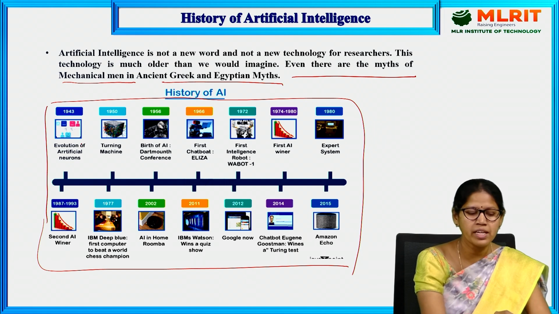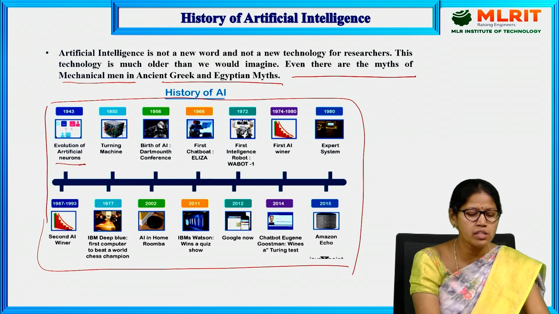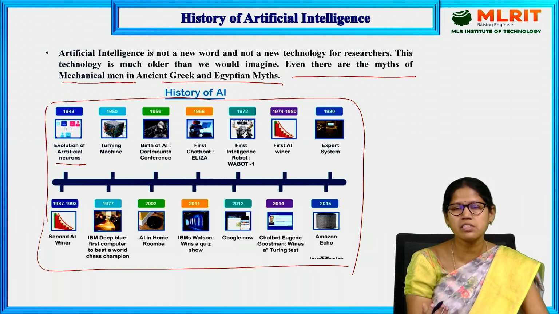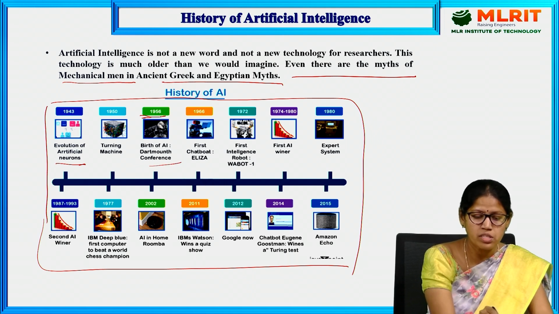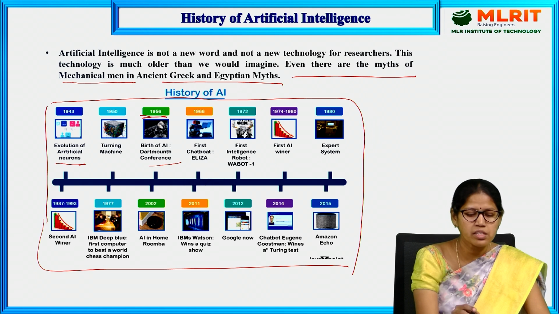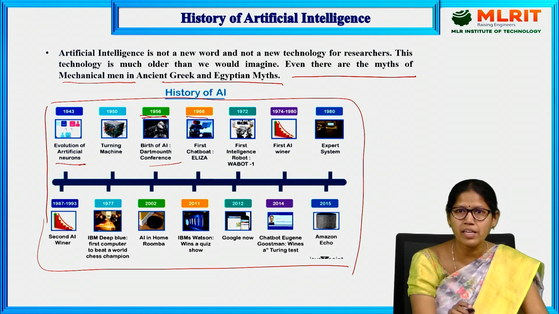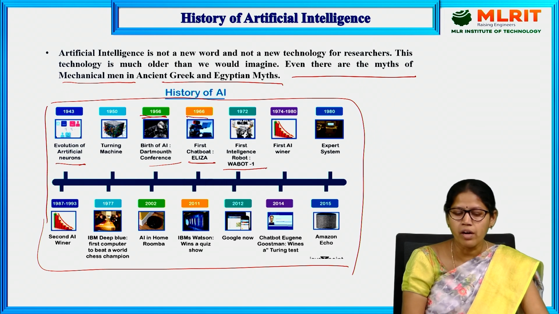First, in 1943, there was the artificial neuron evolution. In 1950, Alan Turing proposed the Turing test, and a system which passes it is called an intelligent system. In the year 1956, which is very important, artificial intelligence was officially coined. Next, in 1966, the first AI system was proposed by Joseph, that is the ELIZA chatbot. In 1972, the first robot, Wabot 1.